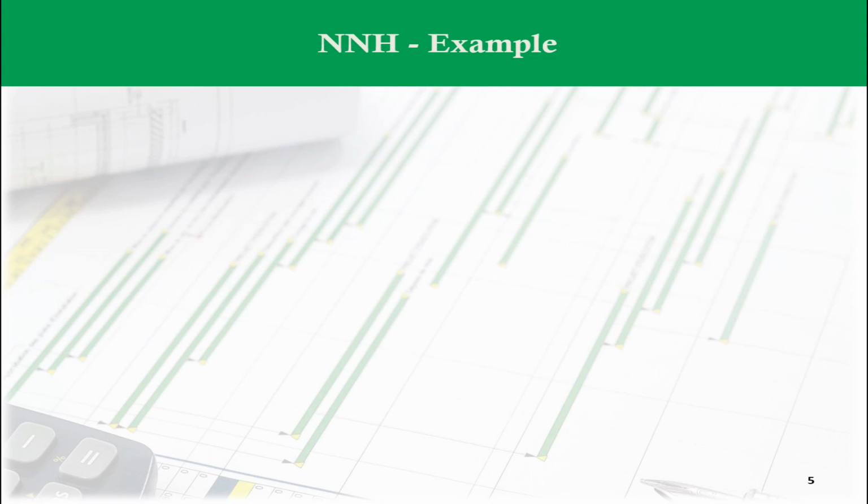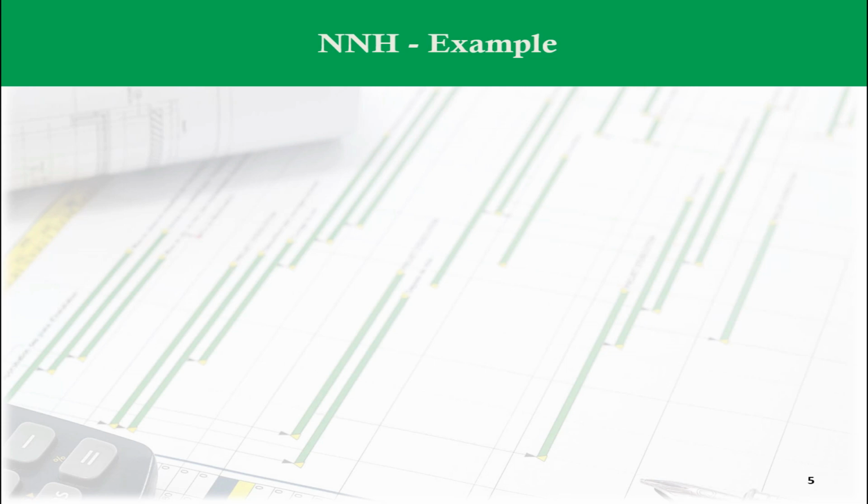Example: NNH. Suppose a doctor tests out a new drug designed to lower blood pressure and finds that 1 in every 250 patients experiences a heart attack as a side effect. The number needed to harm for this particular drug would be NNH equals 250. The higher the NNH for a given drug or treatment, the lower the risk factor of the drug or treatment. For example, if drug A has an NNH of 250 and drug B has an NNH of 600, drug B would be preferred because it only harms 1 in every 600 patients, on average.